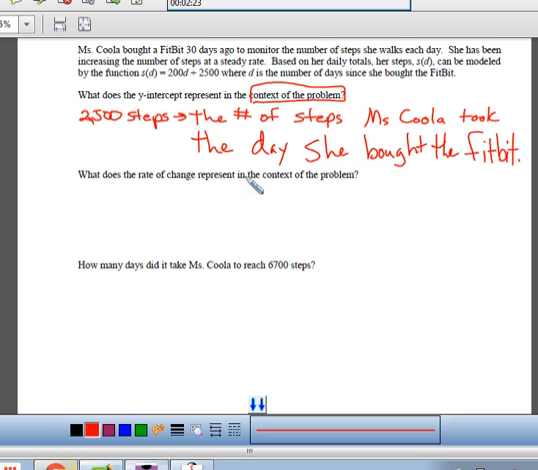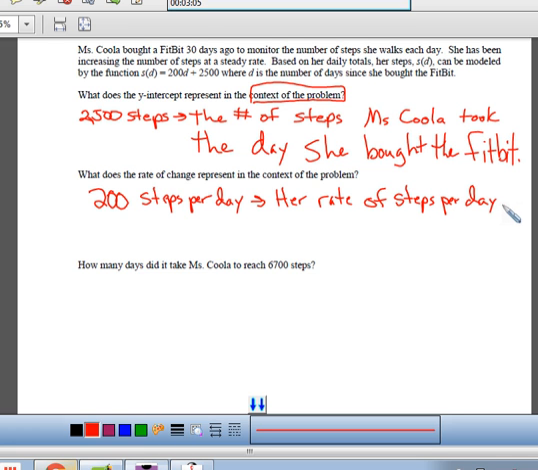What does the rate of change represent in the context of the problem? So, the rate of change is this 200, the slope. It's 200 steps per day, which is not really a lot, so obviously this is a fictional problem. It's her rate of steps per day. Or you might want to say, each day she walks 200 steps.